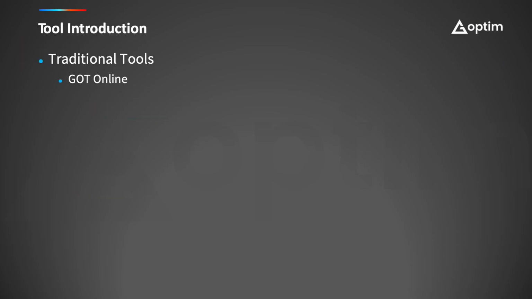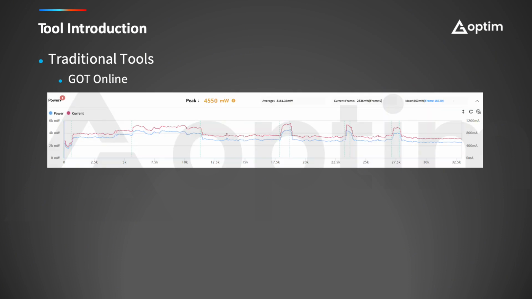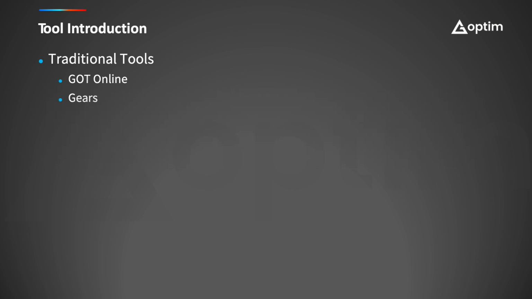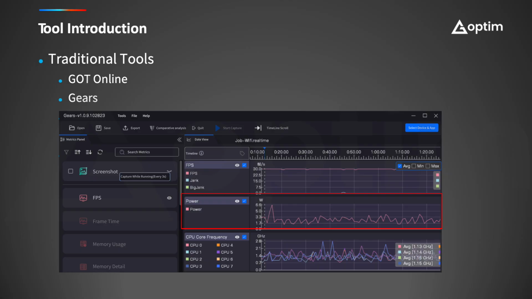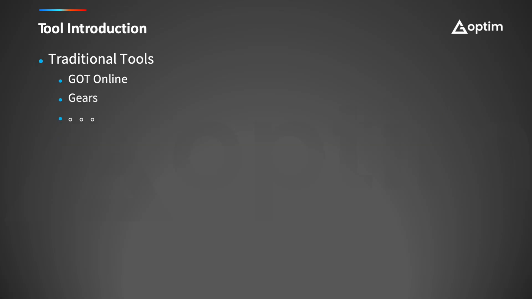A traditional approach is to use GOT Online, which provides an overview of the overall power consumption trend. In addition, our free tool Gears also provides power curves, allowing us to observe overall power trends during testing as well as the final average power consumption. However, the limitation of these tools is that they cannot explain the root cause of power increases. For example, whether the increase is caused by GPU pressure, CPU load, or other system components.